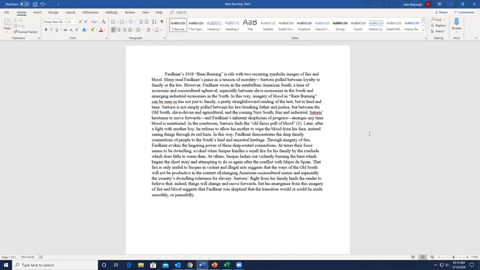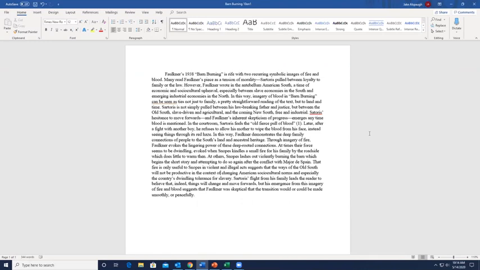At times, their force seems to be dwindling, evoked when Snopes kindles a small fire for his family by the roadside, which does little to warm them. At others, Snopes lashes out violently, burning the barn which begins the short story, and attempting to do so again after the conflict with Major Despain. That fire is only useful to Snopes in violent and illegal acts suggests that the ways of the Old South will not be productive in the context of changing American sociocultural norms, and especially the country's dwindling tolerance for slavery.